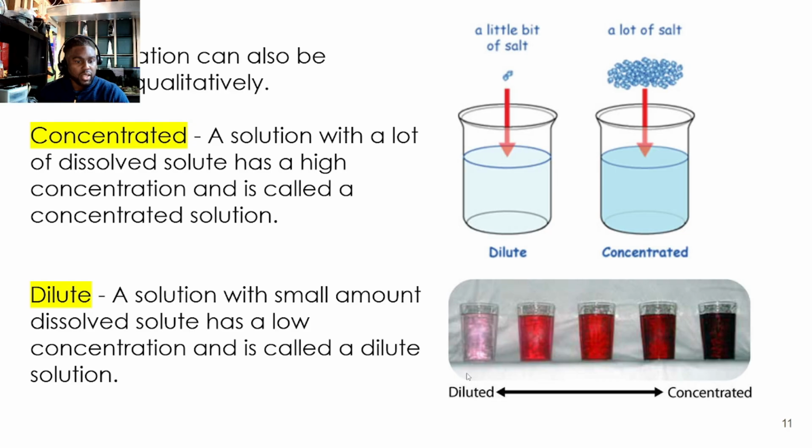We have a diluted solution here, and you can see it being indicated with the food colored dye. This one is fairly diluted, with a slight pink tinge to it. And then as we increase the concentration, it becomes a dark red. Looking at the example above, we have only a little bit of salt, so it's diluted. As we add more salt, it becomes more concentrated.